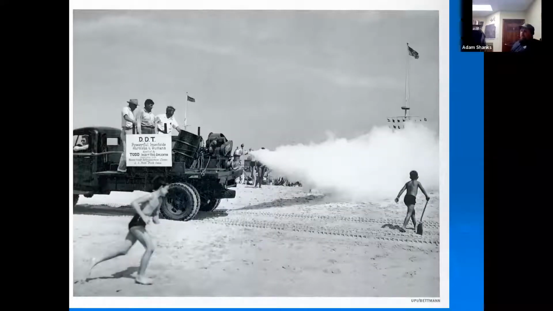So we've stepped away, I guess, from days of this. I love the sign on the side of the truck: powerful insecticide, harmless to humans. So we've gotten a little bit more wise since this picture was taken about how to properly use insecticides or any sort of pesticide.